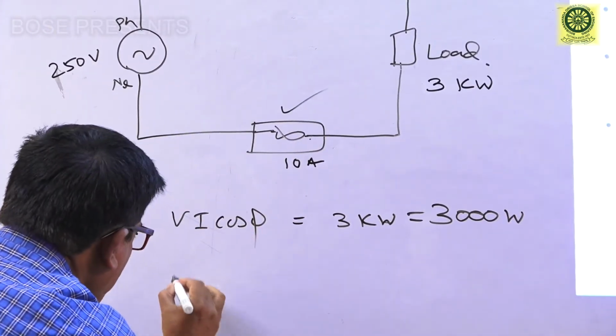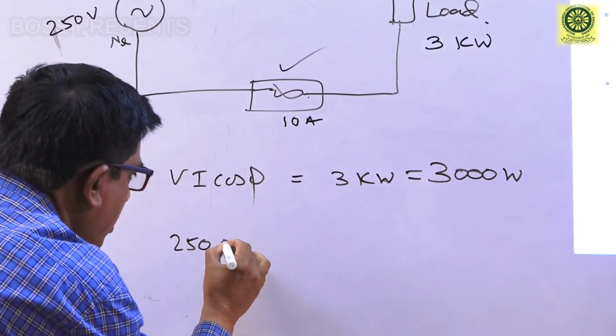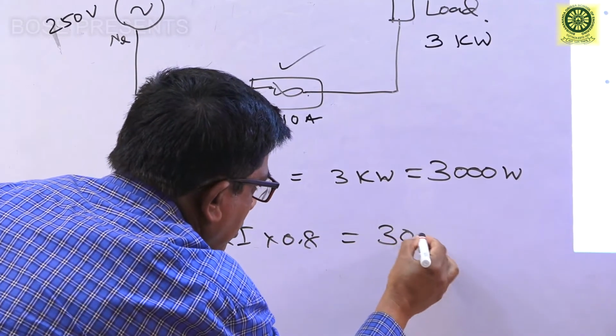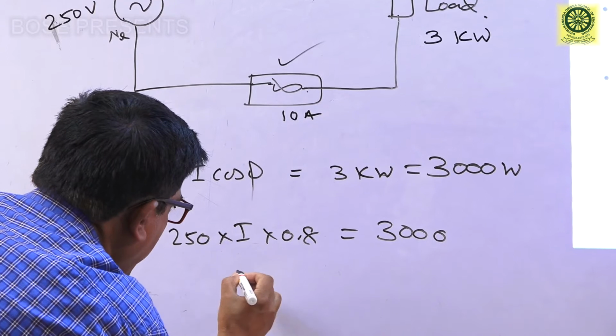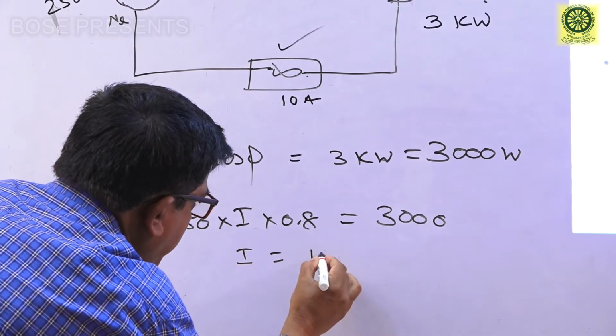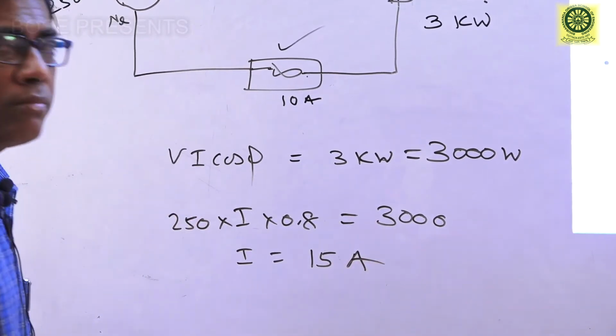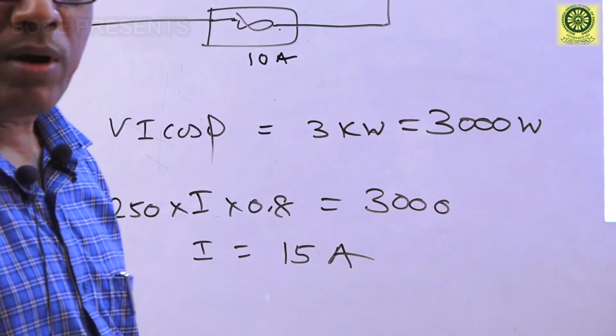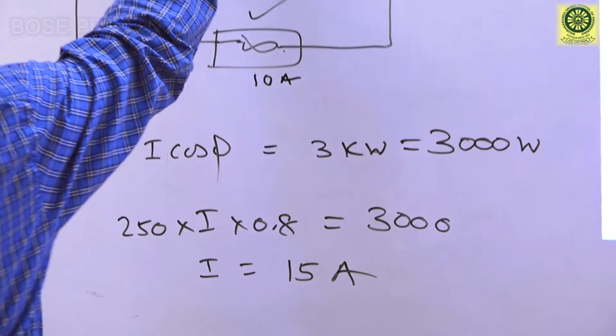So what can I write? Now voltage, let me take 250 into current into 0.8 is equal to 3000. Or I can write I is equal to 15 ampere. Now you mark it. When I am giving a load of 3 kilowatt, the current flowing here is 15 ampere.